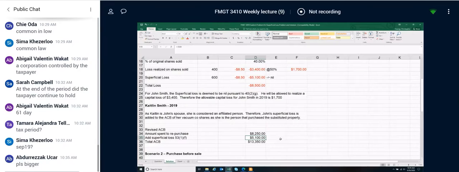Okay? So, just a tip, if you ever really wanted to know about the finances of your spouse, just go and tell them, hey, you know what, spouse, I learned about superficial loss rules in tax. I should know your investment details because I need to make sure that there's no superficial loss in my portfolio.